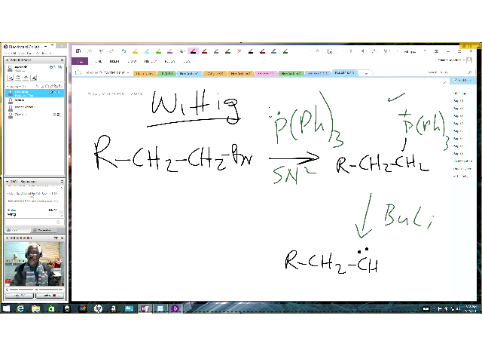Okay. So we remove one of the hydrogens here, and then of course we have the phosphorus here. Now this molecule here we call the ylide. And this is negative. This carbon is now negatively charged.